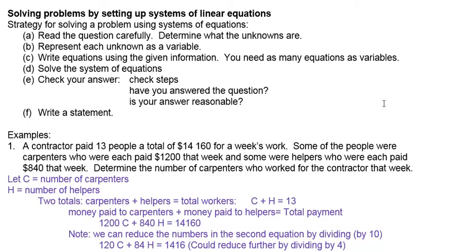This lesson is going to go through a few example word problems using a system of two equations. So our steps for these word problems are pretty much the same as when we were using a single equation. We still start out by reading carefully to determine the unknowns and identify those unknowns, represent them as variables, use our given information to write equations.